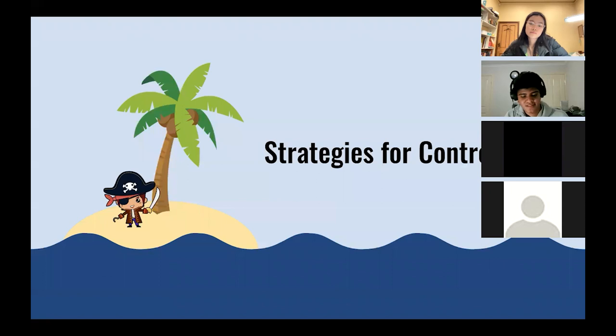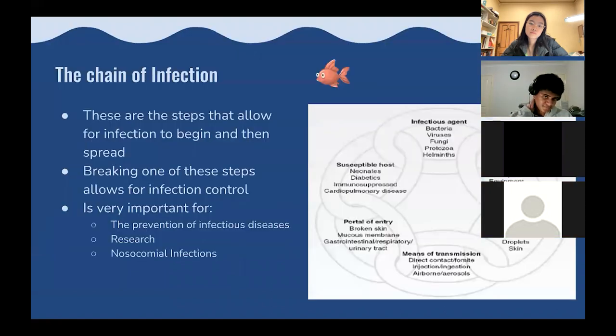Okay. So strategies for control, that's going to involve how do we limit the growth ourselves? What are the steps that we as people can take? The chain of infection is the steps that allow infection to begin and then spread. This is probably in your lecture. I'm not sure if you've seen it or not. But basically you're going to have an infectious agent, a reservoir, portals of exit, means of transmission, a portal of entry, and a susceptible host.